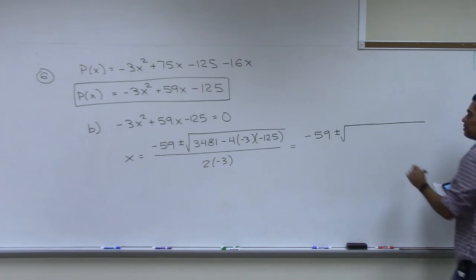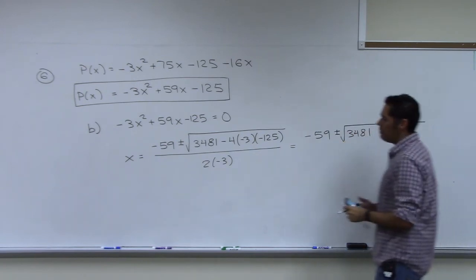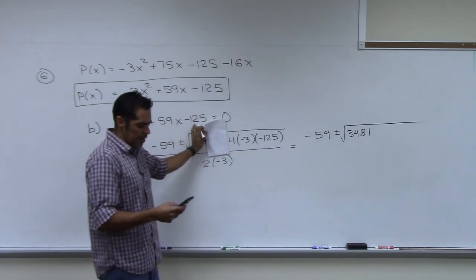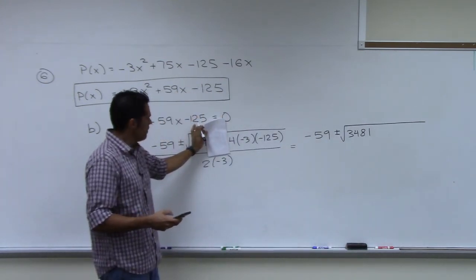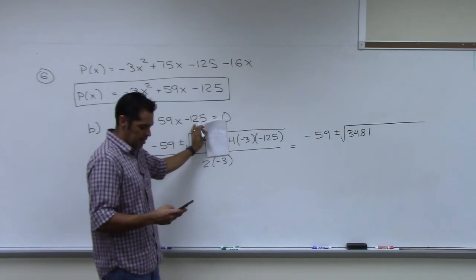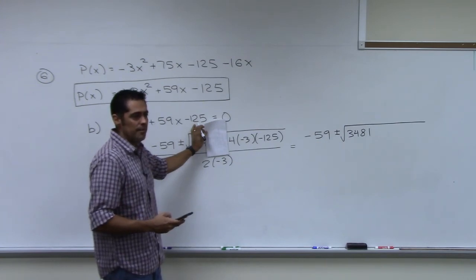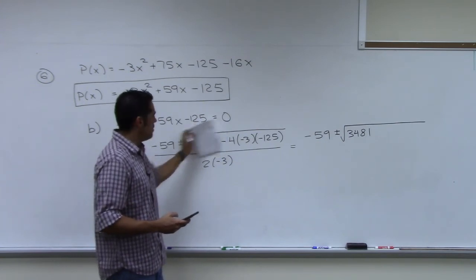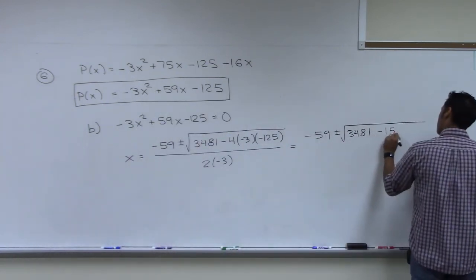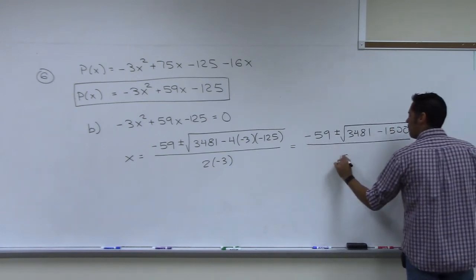All right, so 3481. Okay, I'm going to cover up the minus sign. When I put those three numbers together, am I going to get a positive or a negative? Positive. So 4 times negative 3 times a negative 125, I get 1,500. And it's positive. But I'm going to subtract it. So this is minus 1,500. And then all over negative 6.